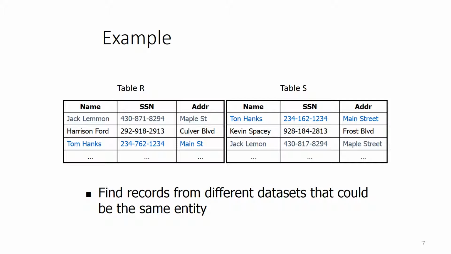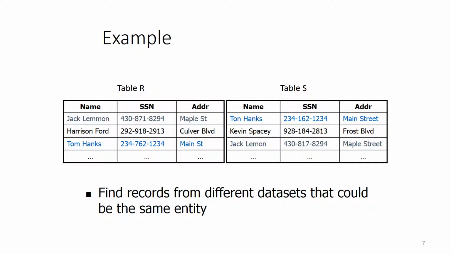This slide shows you a little example of challenges you might encounter. Say you have two tables, table R and table S. Both contain records on individual actors. Here we have Jack Lemmon, Harrison Ford, and Tom Hanks, as well as their social security numbers and their addresses. As you can see, each of these individuals occur in both tables, but based on the different spellings of names, the formatting of the social security numbers, and the formatting of addresses, you might not find direct matches.